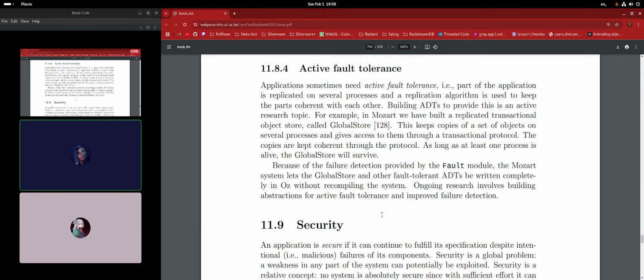Active fault tolerance. Applications sometimes need active fault tolerance. Part of the application is replicated on several processes, and a replication algorithm is used to keep the parts coherent with each other, building entities to provide it. This is an active research topic. They use in Mozart a replicated transactional object store called global store. This keeps copies of a set of objects on the several processes and gives them access to them through a transactional protocol. The copies are kept coherent through the protocol. As long as at least one process is alive, the global store will survive.